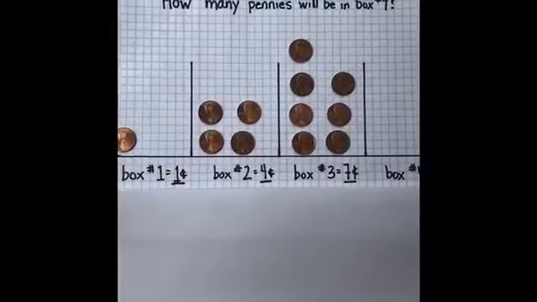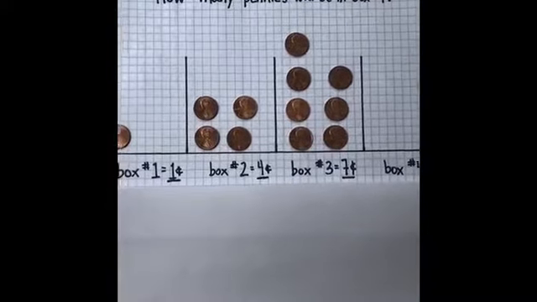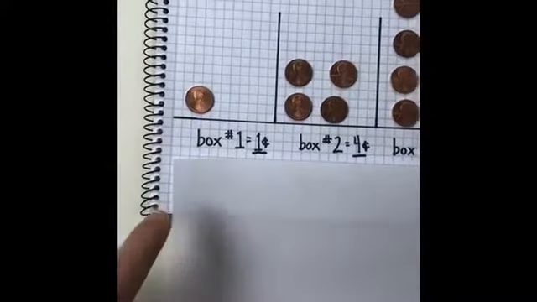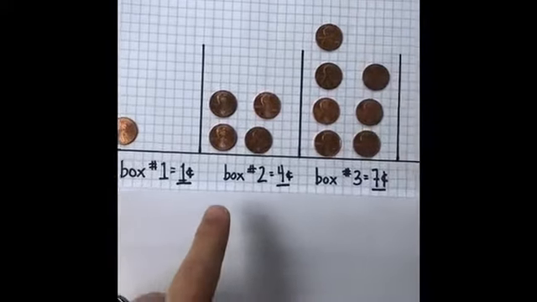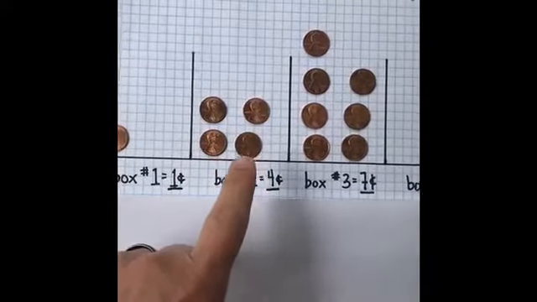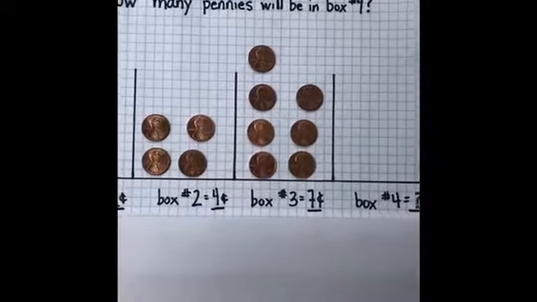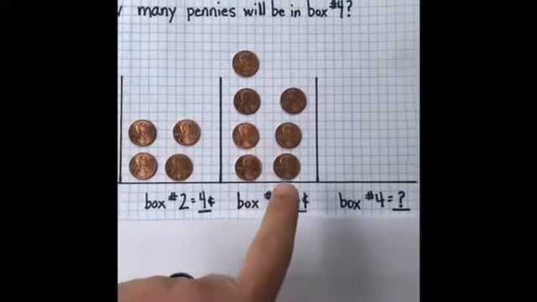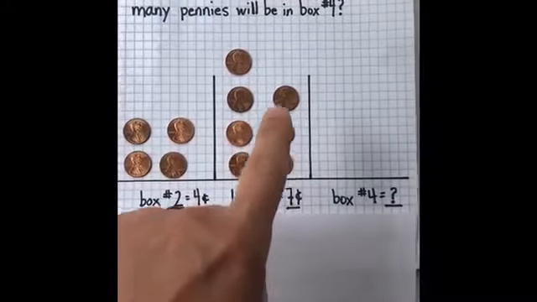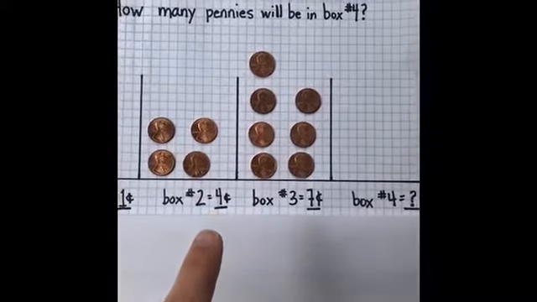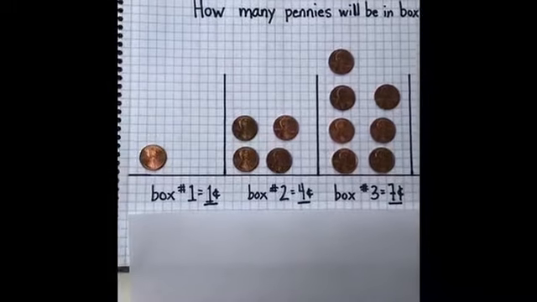So the question says, how many pennies will be in box number 4? Well, let's look. Box number 1 has 1 penny. Box number 2 has 1, 2, 3, 4. Box number 3 has 1, 2, 3, 4, 5, 6, 7. How many pennies will be in this box? Well, let's see.